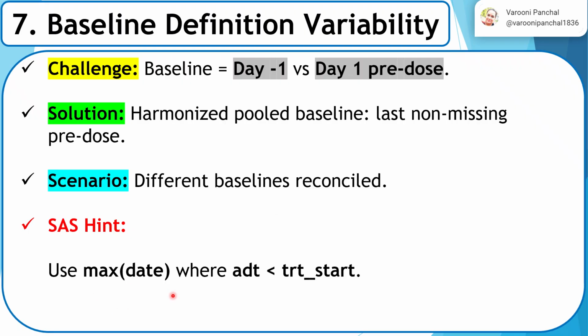So you can use the maximum date, where ADT is nothing but the date of your specific visit, which should be strictly less than the treatment start date. This is nothing but the date of start of treatment. On which date did the treatment start? The treatment start should be greater than your date. So you can use this kind of approach to handle baseline definition variability so that you can come up with the harmonized values.